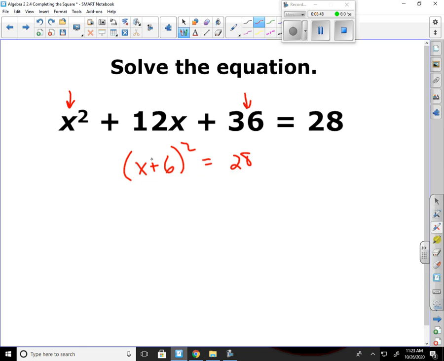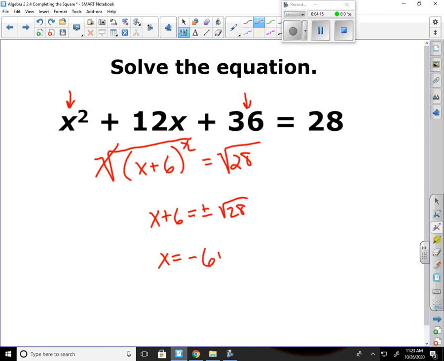Now, by starting off this way, it cuts a step out for me and makes it easier to solve. I can take my square root of both sides. This cancels my square out. I'm left with x plus 6 on the left. On the right, that's now plus or minus the square root of 28. Subtract the 6 over. And I'm actually going to put that in front. So that is negative 6 plus or minus square root of 28.